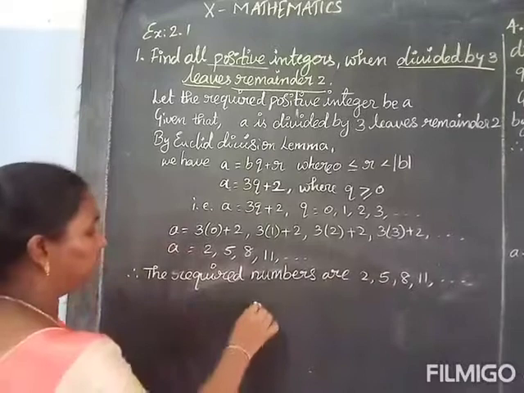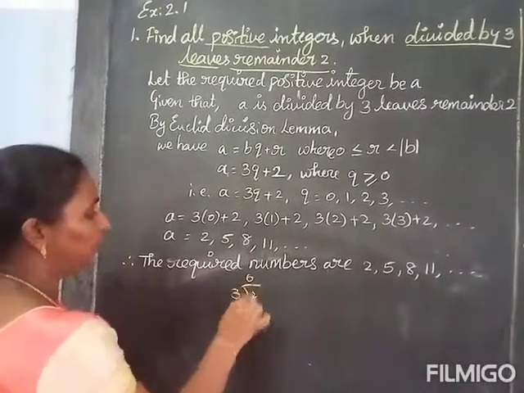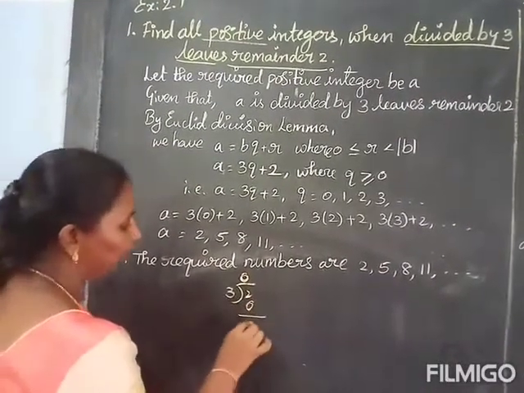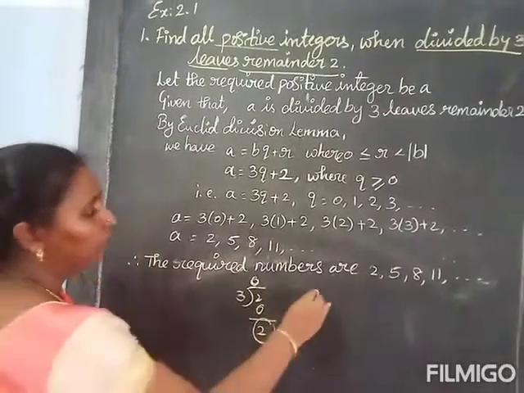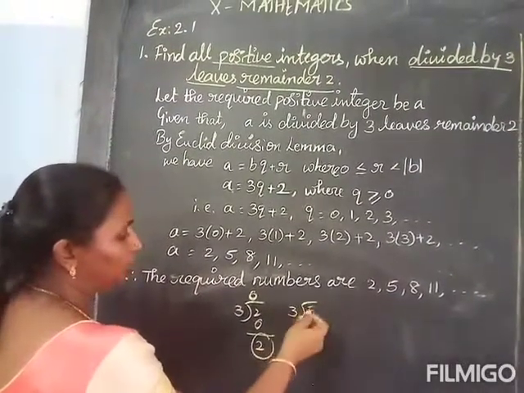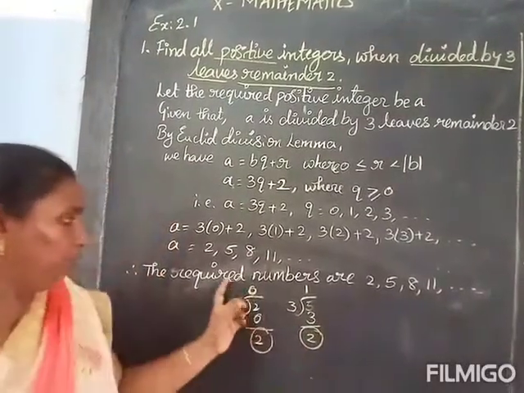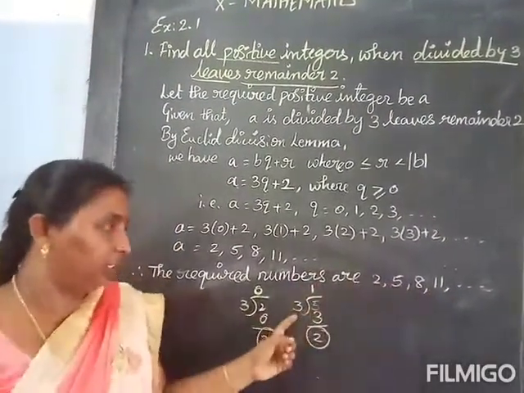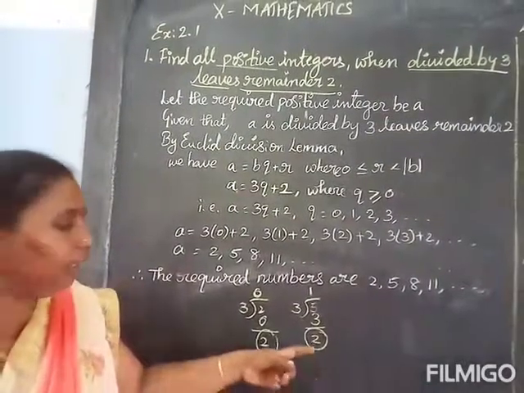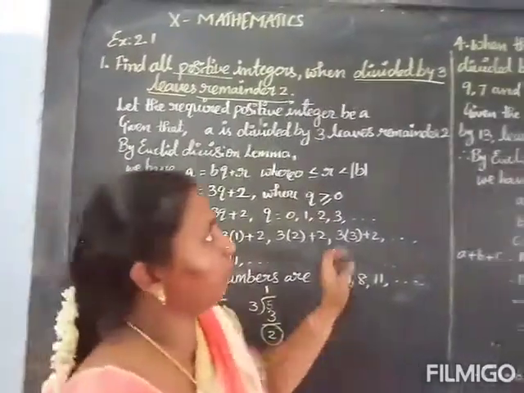If you divide 2 by 3, 3 zeros are 0, so we will get the remainder as 2. Then 5: 3 ones are 3, so what is the remainder? 2. So if you divide these numbers by 3, you will get the remainder as 2. Okay, so next one.